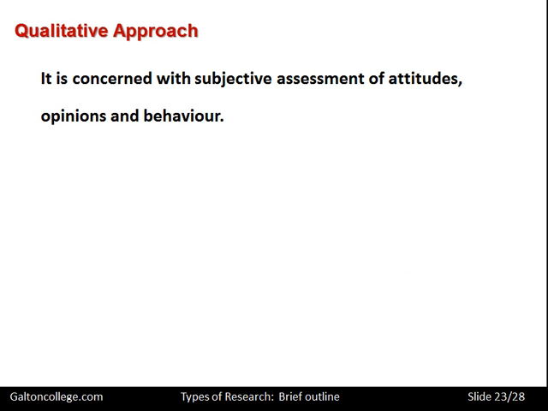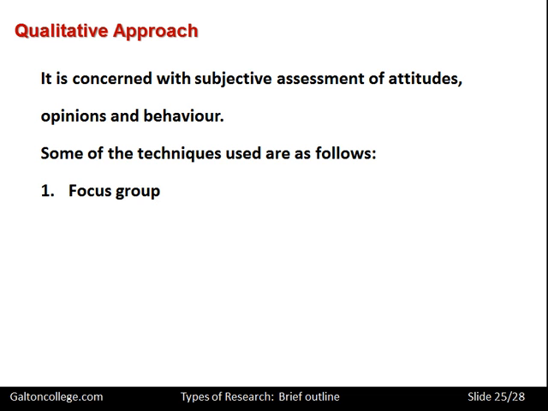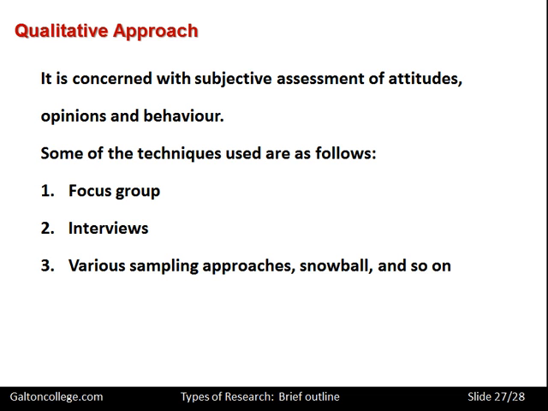Then we've got the qualitative approach. This is concerned with the subjective assessment of attitudes, opinions and behaviors. It's qualitative. It's looking at the subjective, the opinions of respondents. It's looking at their attitudes and their opinions and their behavior. Some of the techniques used in this type of approach are, for example, focus groups, looking at the opinions of people and getting them into focus groups and questioning them and seeing what comes out of interactions within focus groups. We could pick up opinions by just interviewing them, and there are various sampling approaches.